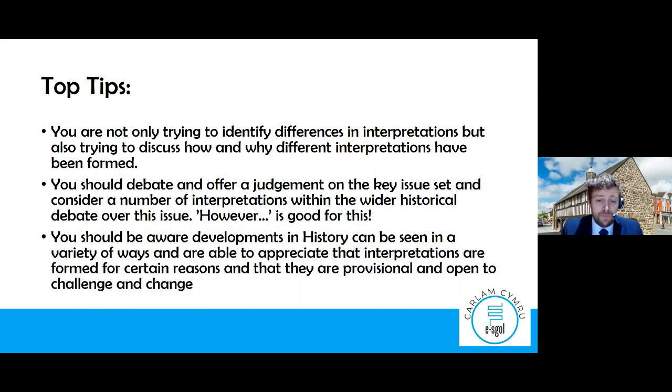And you should be aware that developments in history can be seen in a variety of ways and are able then to appreciate that interpretations are formed for certain reasons and that they're provisional and open to challenge and change. Ian Kershaw, for example, might have changed his interpretation since 1991 as to why Hitler rose to power. He might say something different, because historians are allowed to change their interpretations as they find new evidence, as they get new perspectives, as other events happen that shape their thinking.